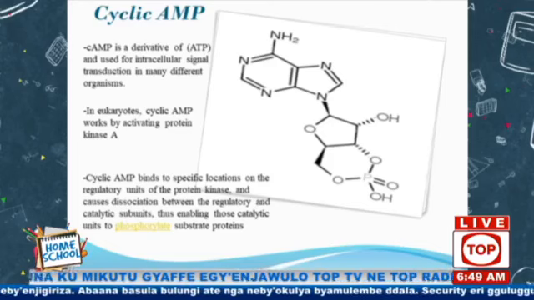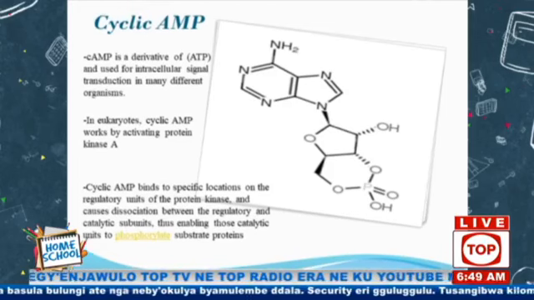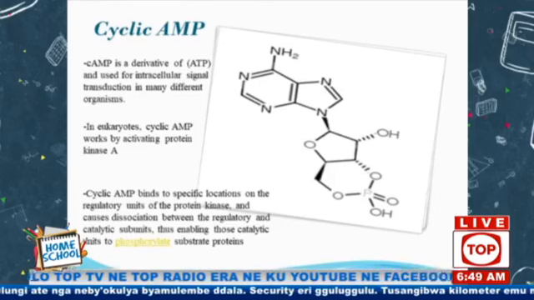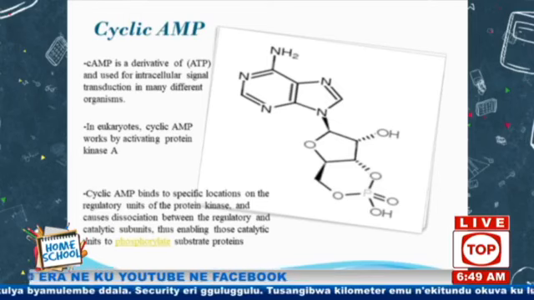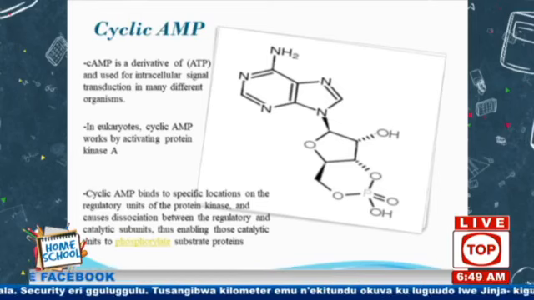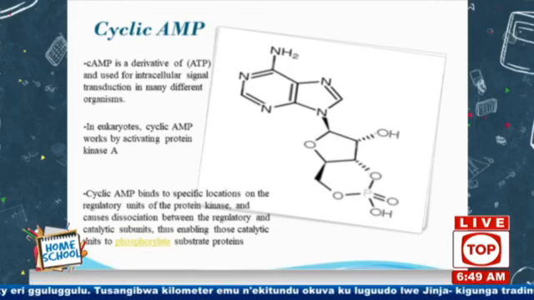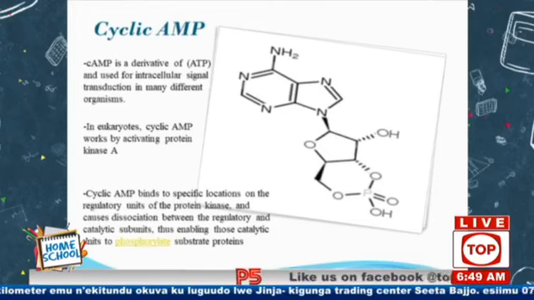That is the structure of cyclic AMP. It's a bit complicated. You may not need to know that. You can look it up on the internet. But what you need to know is that it looks exactly like AMP, just that it has that phosphate group attached again to the adenine group, making it a bit cyclic.